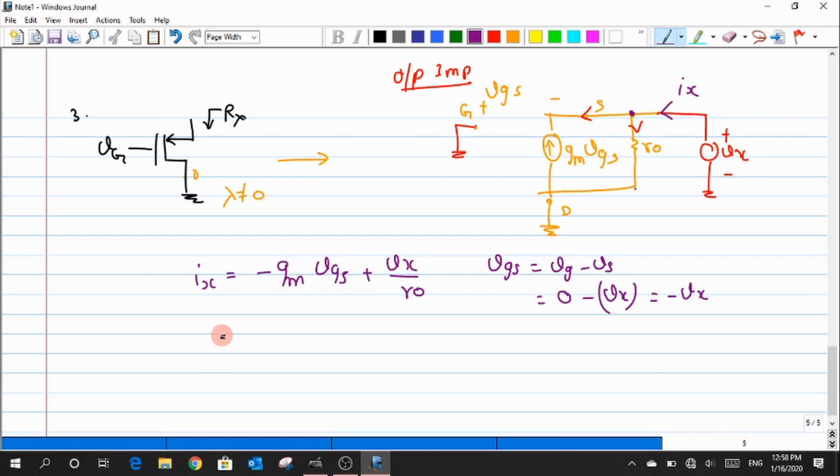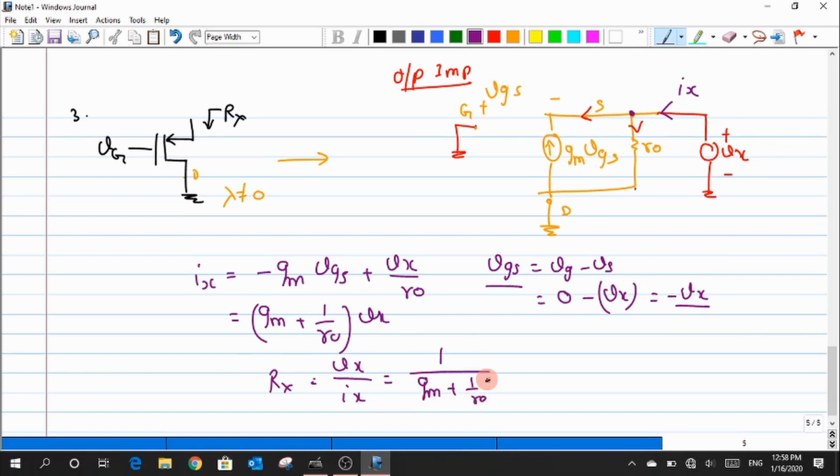Now I want to replace this VGS with something related to Vx. We already expanded this VGS in terms of Vx, so I use that such that it ends up having something like Vx, or I will just bring this Vx out in common, and I have something like this. Now what is Rx? Rx is nothing but Vx by Ix, and due to which I have something like 1 by Gm into R0.